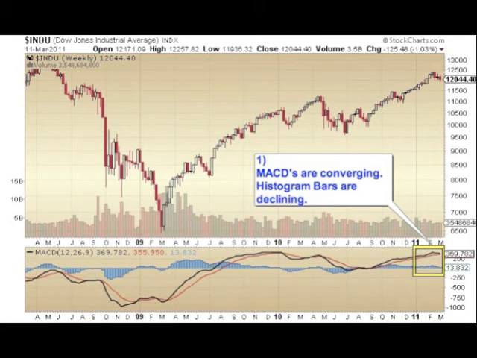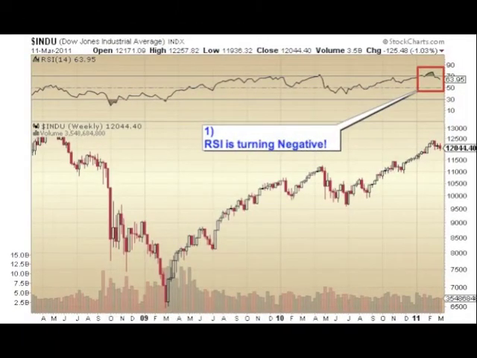MACDs and the histogram bars are nearing confirmation of the stochastics. They're still positive. They are declining. We had to give this one a yellow mark as they are still positive, but it doesn't look good from here. And up top, the relative strength index is falling, so we gave this one a red mark. It's negative, and it doesn't look like it's going to catch any support anytime soon.